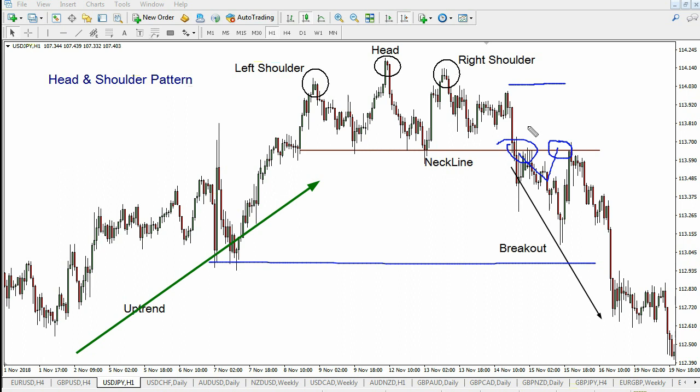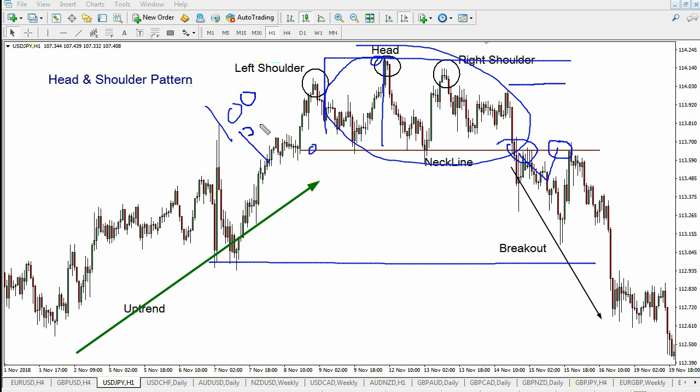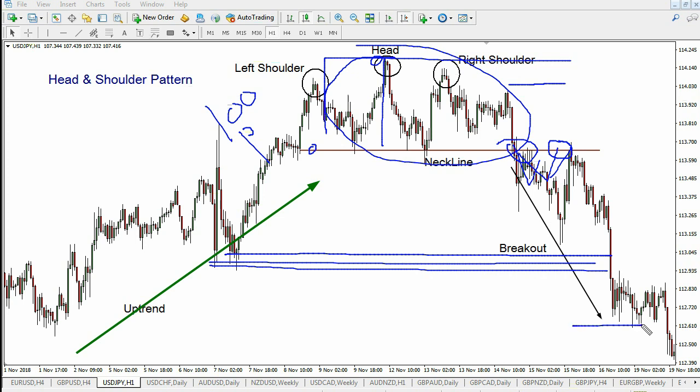So you can use the distance in pips of a particular range. So if, for example, we say the range between the neckline and the head is 100 pips, then after the breakout, we set our take profit at 100 pips, whether 100 pips here or here.